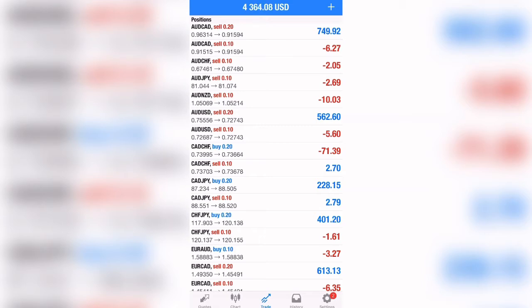In this particular account, these trades have been held for quite some time, with the exception of the 0.10 lot size ones. The 0.20 lot sizes have been held for quite some time. This reflects our current market value. This is very important. Our current market value is the fundamental basis of long-term investing. I can't stress it enough.